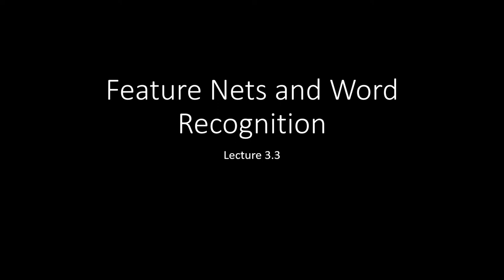So for this portion of the lecture, we're going to be talking about something called feature nets. And feature nets are kind of like the original neural networks and basis for artificial intelligence that everybody is going on and on about these days. These are some of the earliest instantiations of that type of thinking and processing.